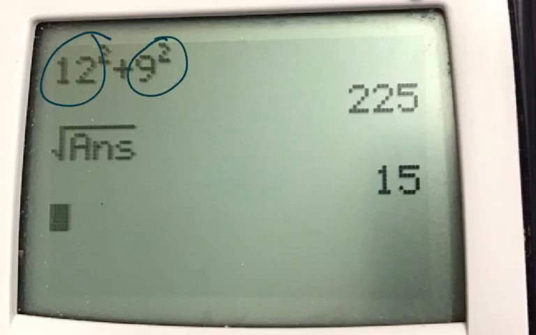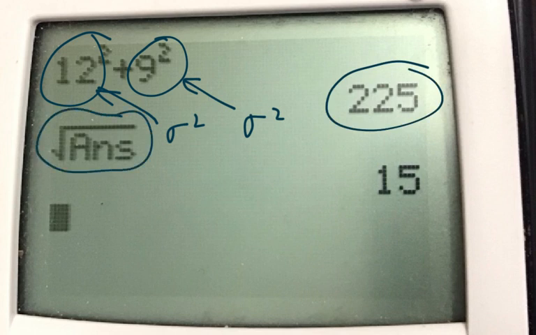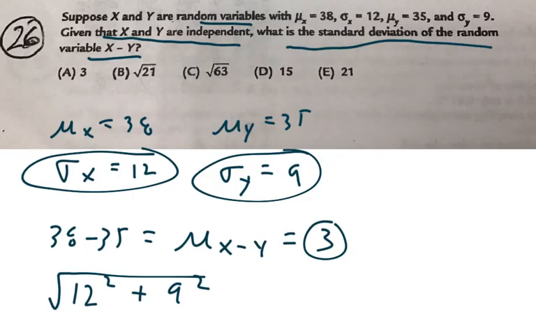I squared each one. By the way, technically now these are variances, because that's all variance is, guys, is just the square of our standard deviation. Okay? And I get 225 for their sum, and then I just need to take the square root of that 225. I know together they will have a standard deviation of 15. And so that's why the correct answer would be D. All right.